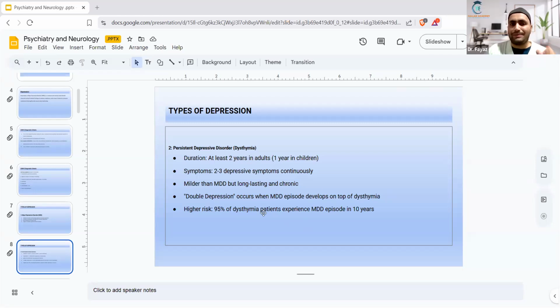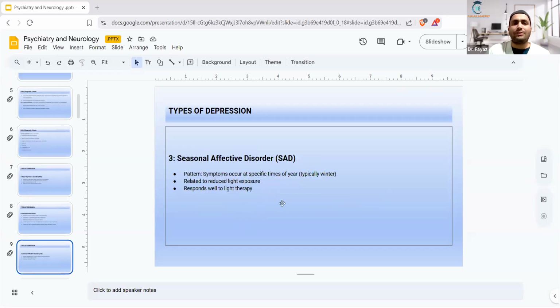But the problem with this persistent depressive disorder is that it is very long lasting, and treatments usually need a longer duration. Sometimes people with dysthymia or persistent depressive disorder can get an acute episode of major depressive disorder. You can call it double depression, but it's not used in clinical practice. Now, patients with dysthymia are likely to experience a major depressive disorder episode within 10 years of developing this milder form of depression.